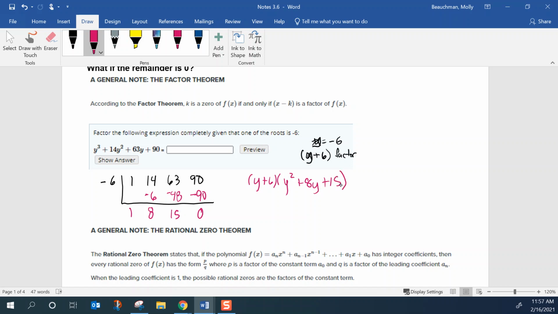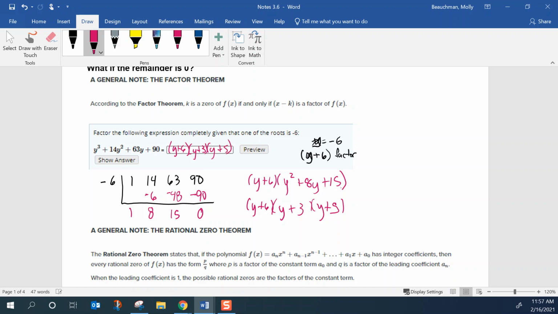Now I can take a look at the quadratic and factor it using techniques for quadratics. So y goes in the first spot. Two numbers whose product is 15 and whose sum is 8 are plus 3 and plus 5. So we can fully factor this expression into y plus 6 times y plus 3 times y plus 5.